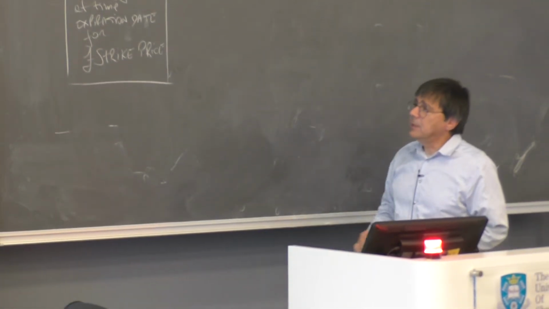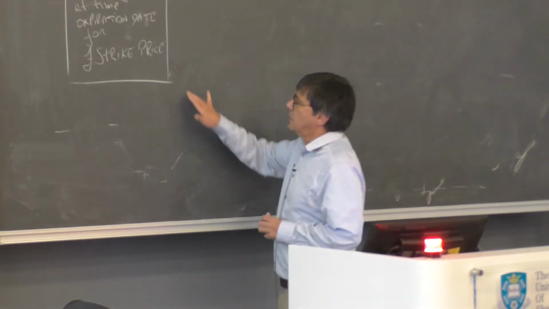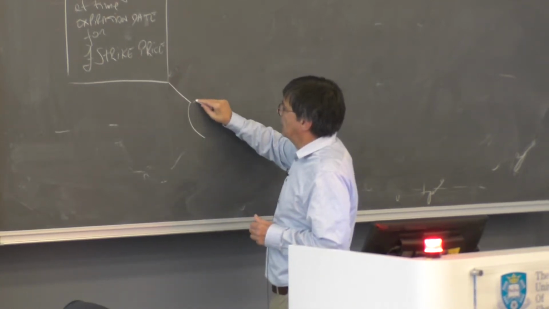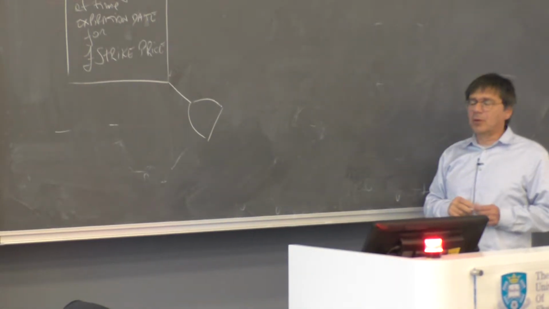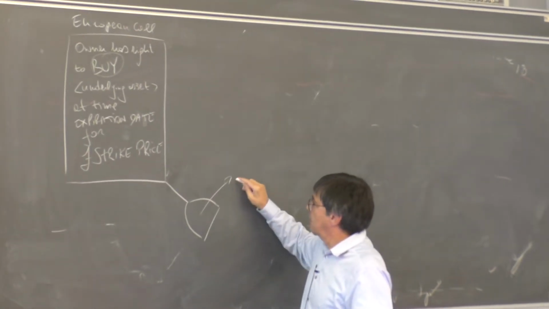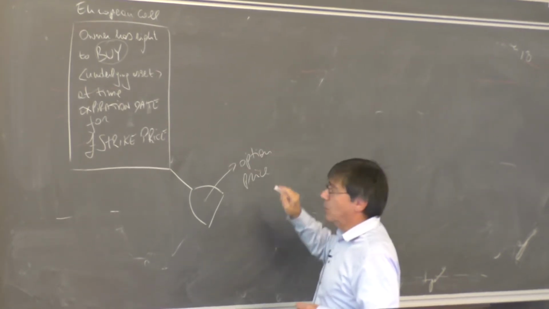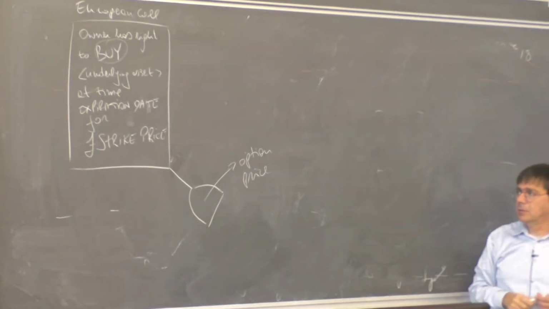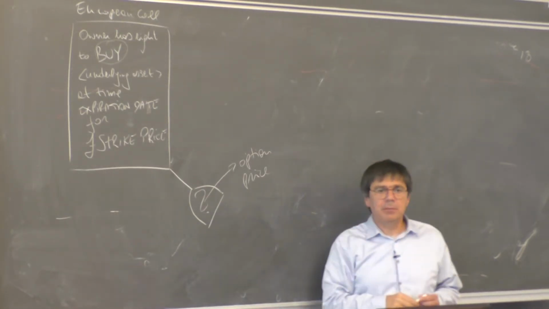Now, if you have one of these, this may be valuable. So you go to a shop and you say, I want one of these. And then the shopkeeper looks at the European call you want, and is going to tell you, you have to pay this price. So this is the option price, which is not specified in the contract. This is the thing that we're trying to find. So we're going to try to figure out what is the correct price of this piece of paper.